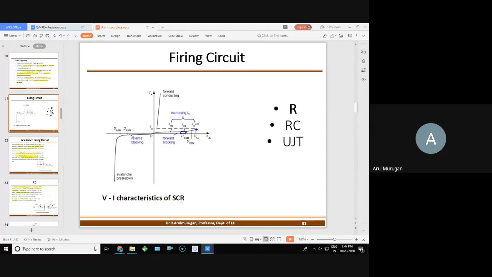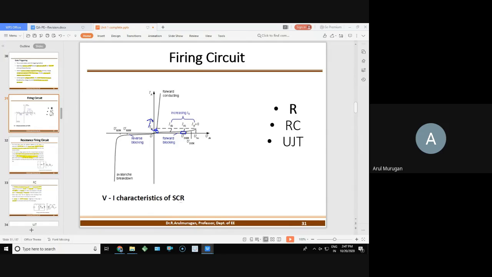Once the breakover voltage is crossed, the SCR starts to conduct. If you draw the curve, below that is called the holding current. That means the minimum current below which the SCR will turn off. At this point, if the current goes above it, that is called the latching current.